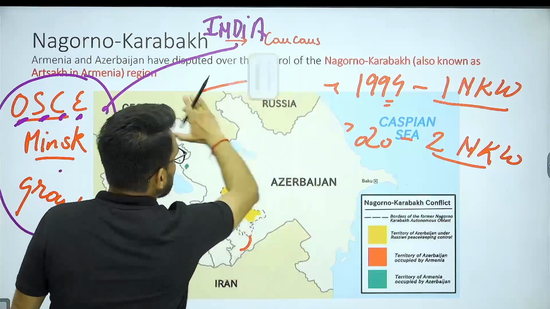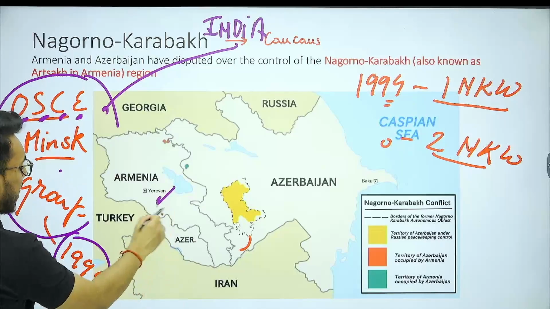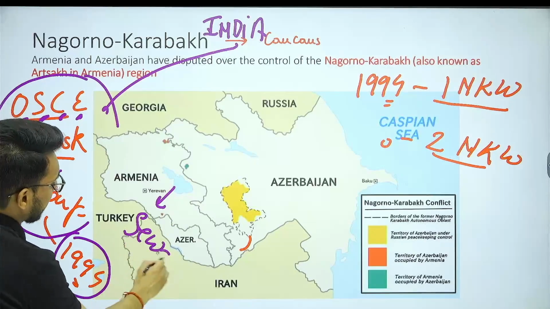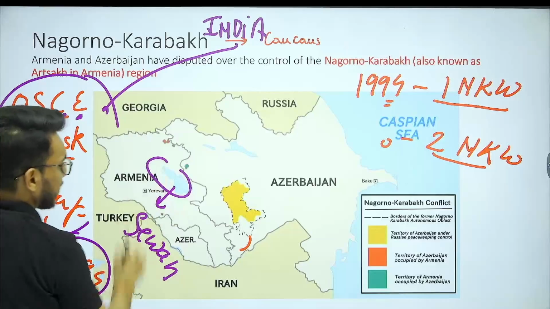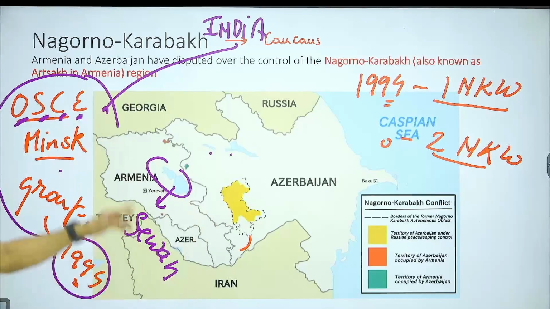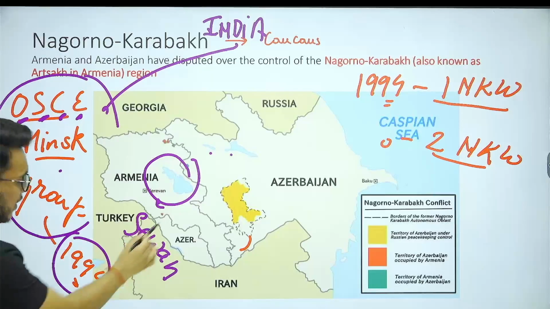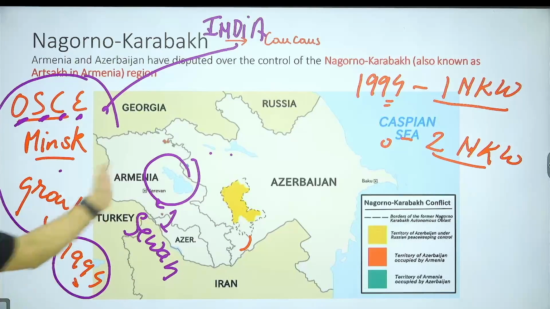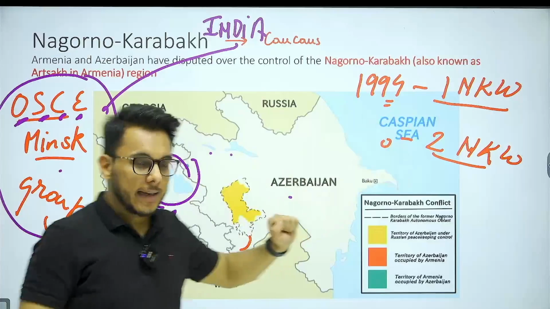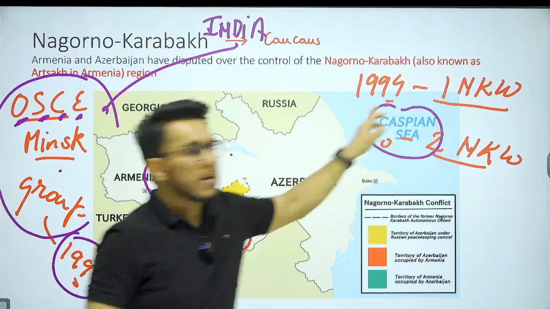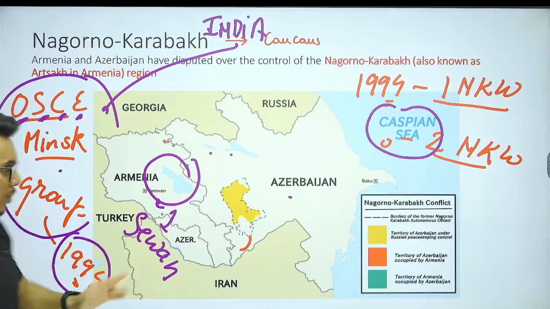Now in Armenia there is this Lake Sevan, which is an important water body. These are two reservoirs, and Lake Sevan is here in Armenia. And Azerbaijan, on the eastern side of Azerbaijan we have Caspian Sea. Already we have covered it also.